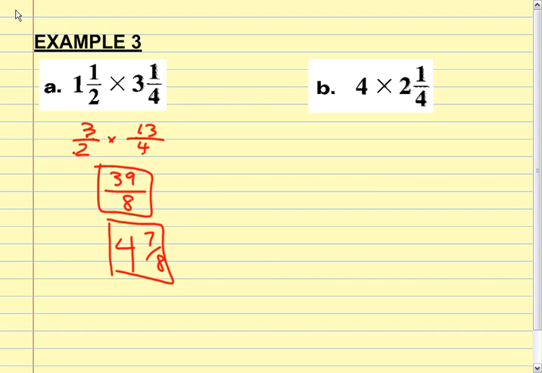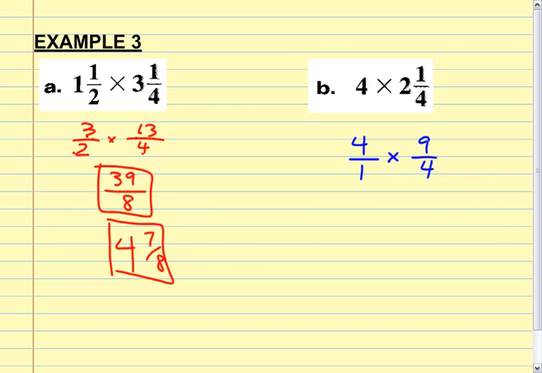Okay? Rowan, I want you to help me on this one. They want us to multiply 4 times 2 1/4. What do I need to do? Change them both to improper fractions. How do I change 4 to a fraction? I put it over 1. So 4/1 times, and Rowan, what do I get for this second one?